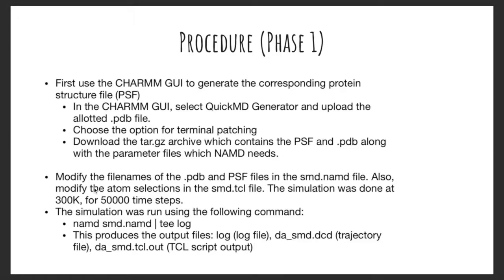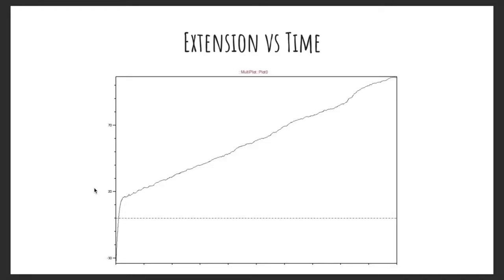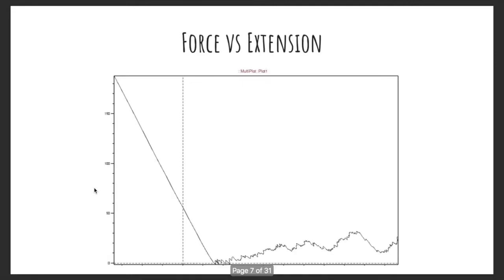This procedure produces the output files: the log file, da_smd.dcd, the trajectory file, and da_smd.tcl.out, the TCL script output. Here the da_smd.dcd is the file that we give to VMD for the simulation part. After phase 1, this was the extension versus time graph that was generated. From here, we can get an idea of the trajectories of the molecules while unfolding with respect to time. This, on the other hand, is the force versus extension graph.